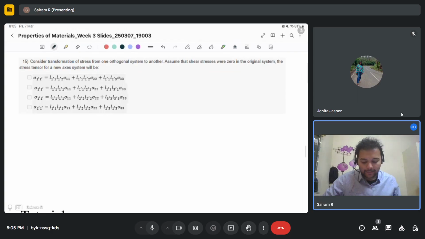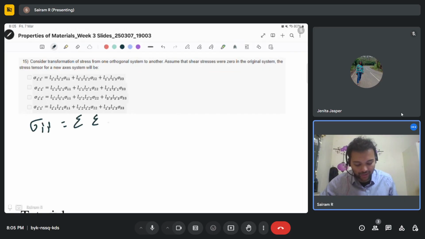The final one, consider transformation of stresses from one orthogonal system to another. Assume that shear stresses were zero in the original system. The stress tensor for a new axis system will be, we know that sigma 1 prime equals summation L_1m L_1n sigma mn, where i and j are 1 dash, m and n equals 1 to 3.